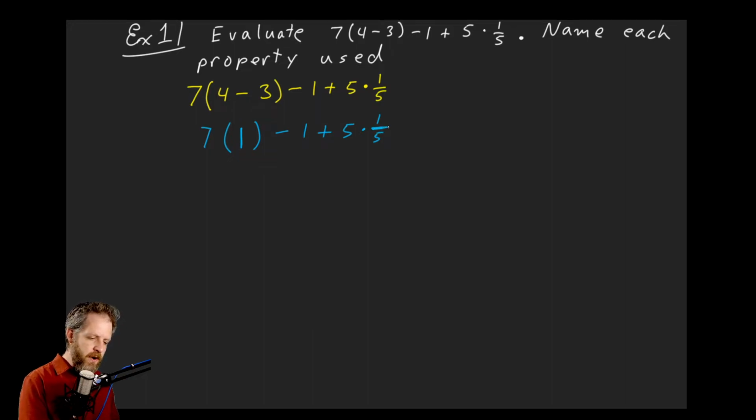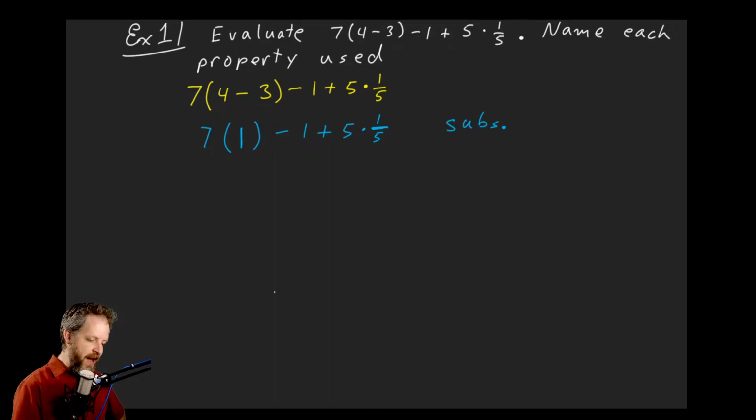Okay, so what property did we use to get from this yellow line to that blue line? Well, this is an example of what I was talking about earlier, because this is the substitution property. We substituted 1 for 4 minus 3 because 1 equals 4 minus 3. I'm going to shorten my substitution property as subs. That seems reasonable to me.